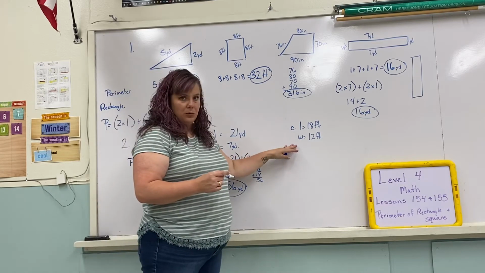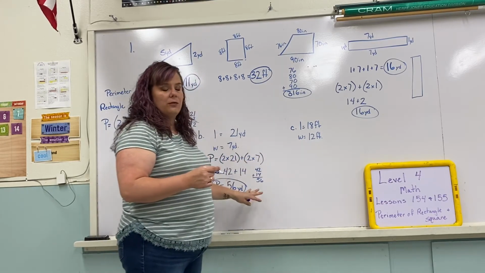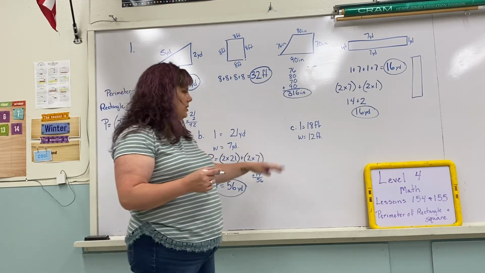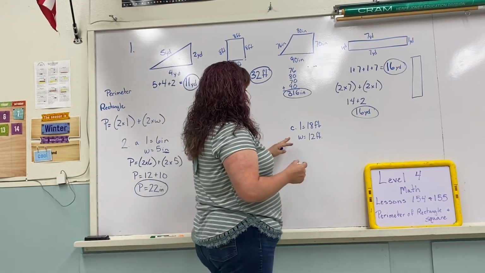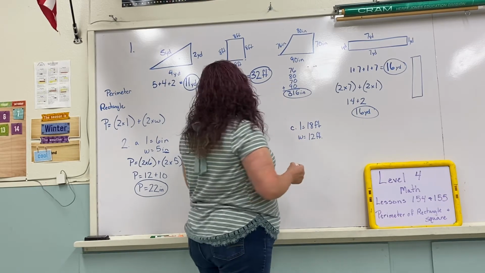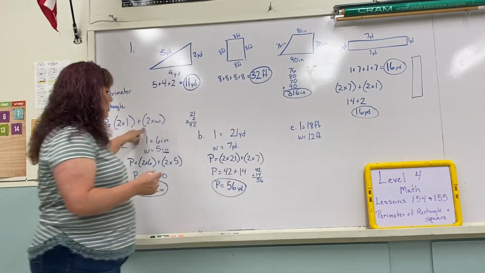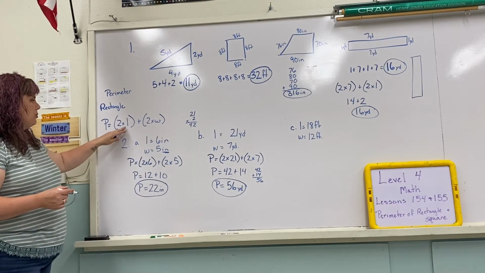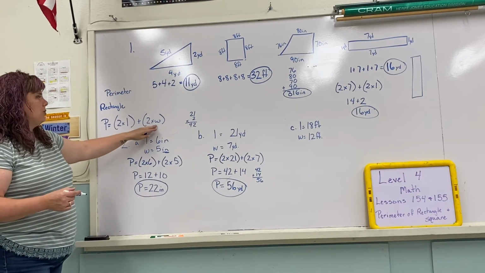Okay, last one, we've got C. Pause me if you didn't finish B and you need more time, and then start me again when you're ready for C. All right, C, we've got length is 18 feet and width is 12 feet. We're going to feed it back into our formula over here. Perimeter equals 2 times length plus 2 times width.